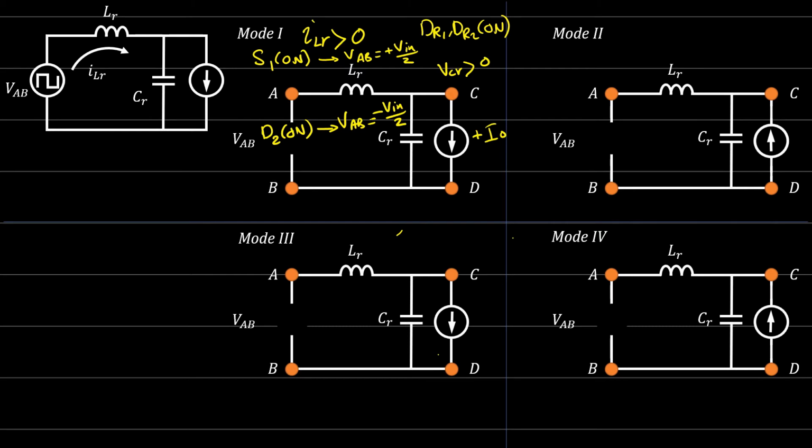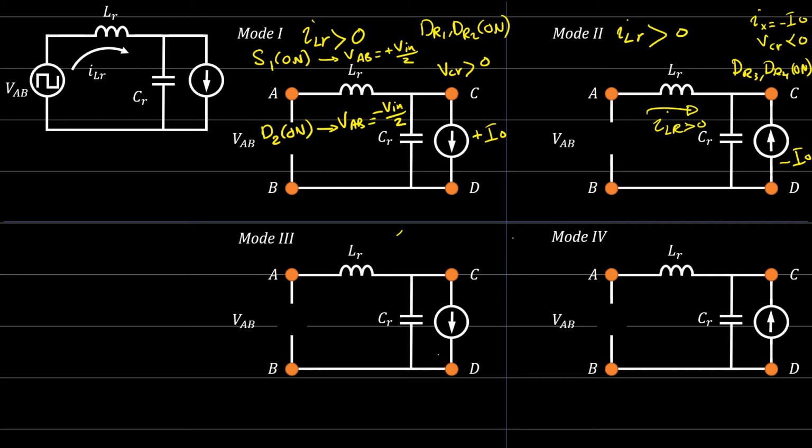For mode number two, the same thing here. I will say that the current is negative, so this is minus I out. So Ix is equal to minus I out, and VCR is less than 0. Okay, and in this case, DR3, DR4 are on, conducting, right? And here the same thing, ILR is positive, and when the current here is positive, then here we have two options, right? Either the input voltage is positive or negative.